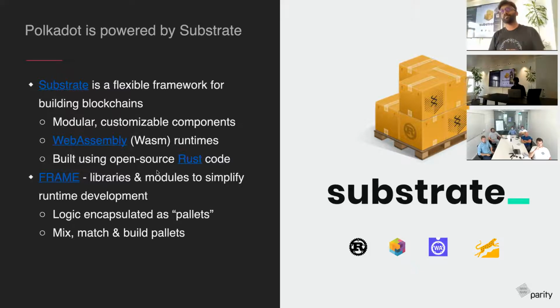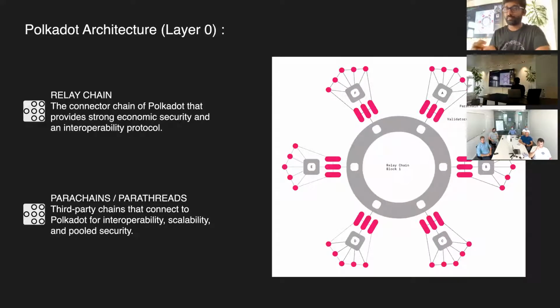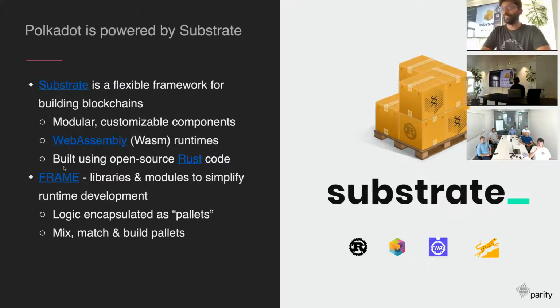It's modular, so there are several modules available for you. It uses WebAssembly for runtime. It's built on open source Rust code. We're going to talk about Frame in a bit, but it's the libraries and modules that are going to simplify your runtime development. Meaning, in this architecture, if you want to be a parachain or parathread, all you need to focus on is what you're provided with in Frame. It consists of logic-encapsulated modules called pallets. You can mix and match them and build a blockchain.